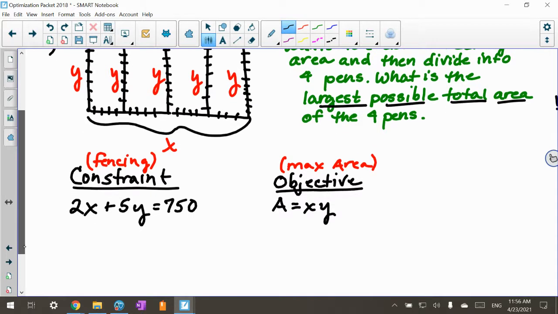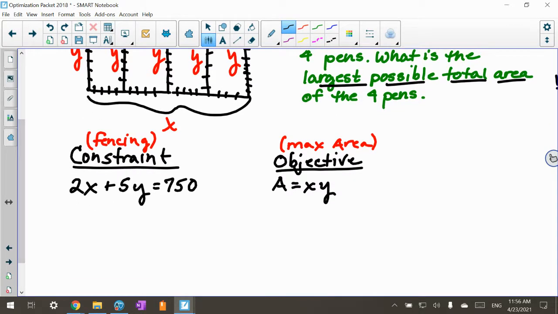So now what I'm going to do is solve for one of the variables. You could solve for X, you could solve for Y, it doesn't matter, but solve for one of the variables. I solved for Y just because we're used to it. So I have 5Y equals 750 minus 2X. Then I divide through by 5, and 750 divided by 5 is 150, minus 2 divided by 5 is 2/5 X. All right, that's my Y.